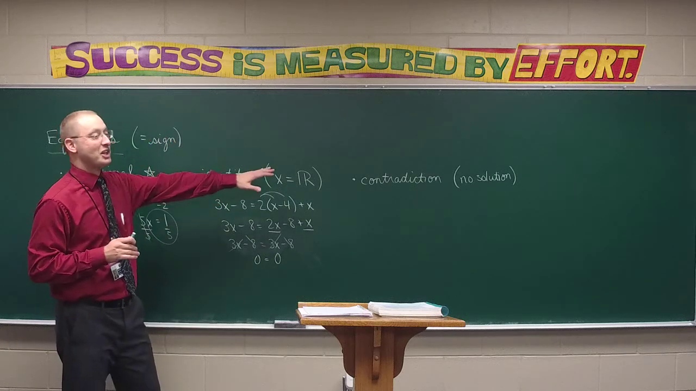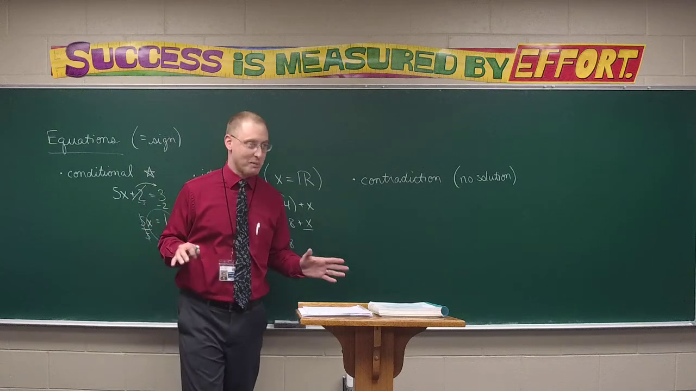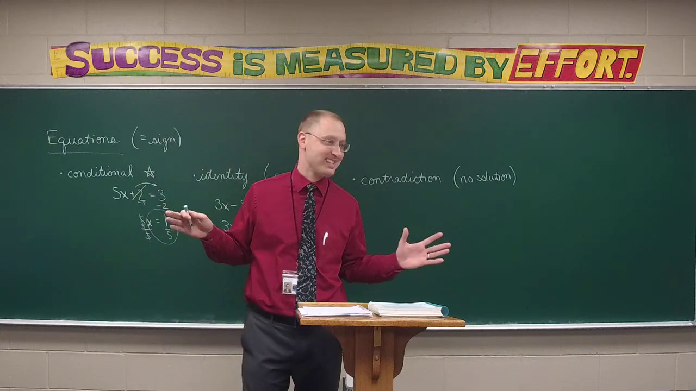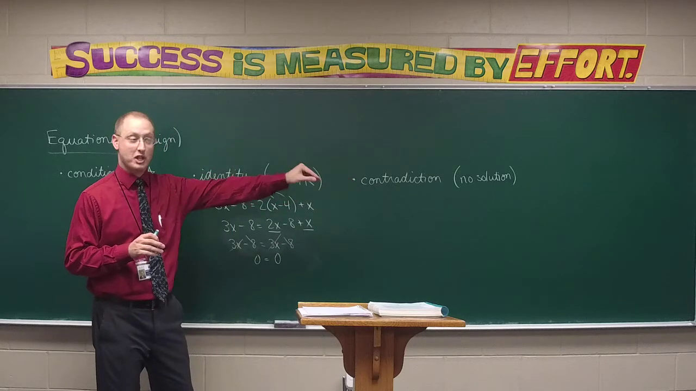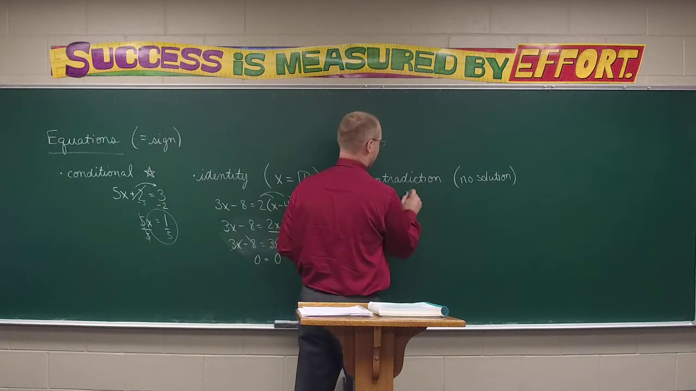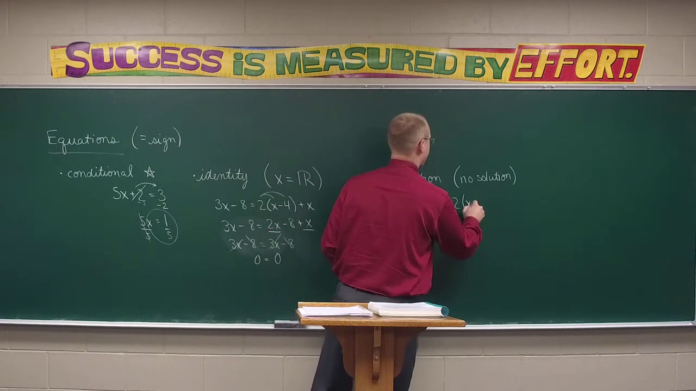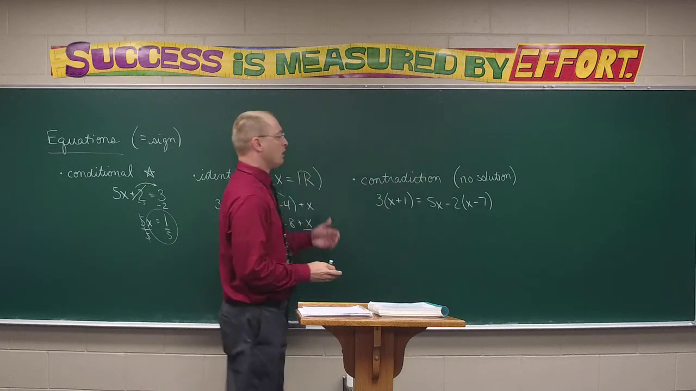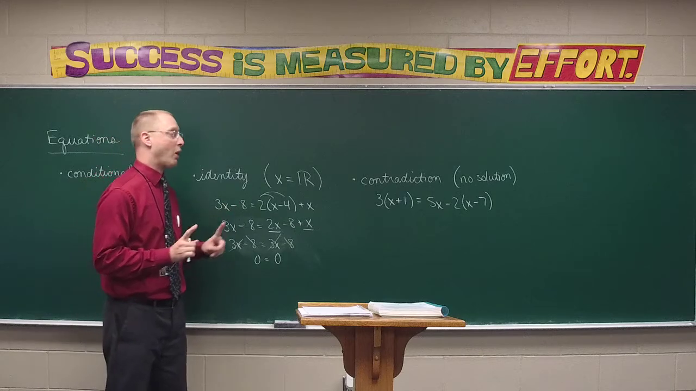But a contradiction is an equation for which there is no solution. No matter what answer you come up with, you are wrong. Can you imagine a test full of contradiction equations? But you would spot them as contradictions and you'd write no solution and you'd be correct. For instance, if I wrote 3 times the quantity x plus 1 is equal to 5x minus 2 times the quantity x minus 7, no matter what number you try to come up with, you're going to be wrong, but let me show you why that will happen.